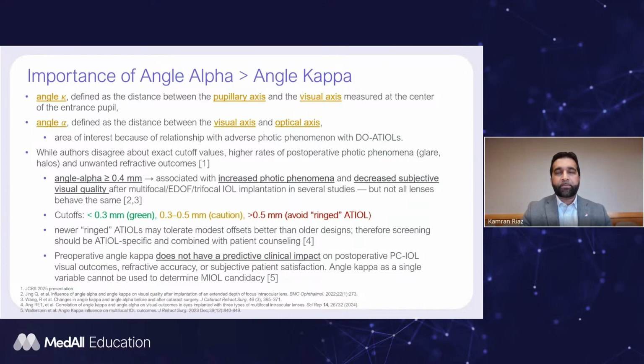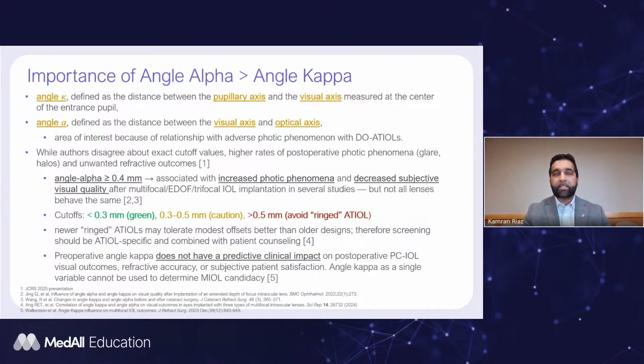But while there's some disagreement and discussion in the literature about exact cutoff values, we do know that higher rates of post-operative photophenomena, in other words the glare, the halos, the starbursts, these unhappy patients after surgery, are in patients that have higher angle alpha values. So usually greater than 0.4 increases the risk of photic phenomena and decreased subjective visual quality.